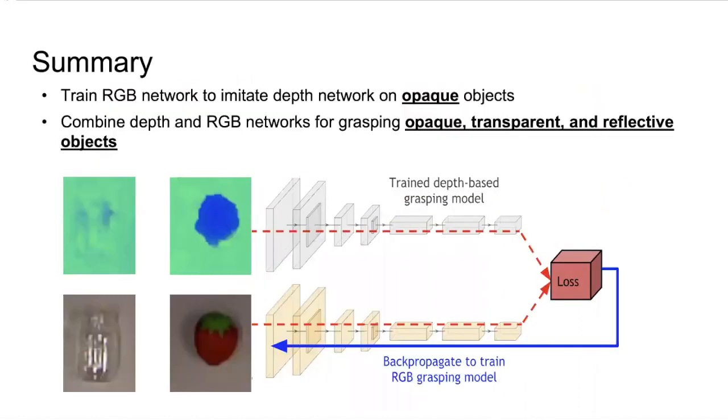In conclusion, we train an RGB grasping network to imitate a depth-based grasping network on opaque objects. We then combine the 2 networks to grasp opaque, transparent, and reflective objects.